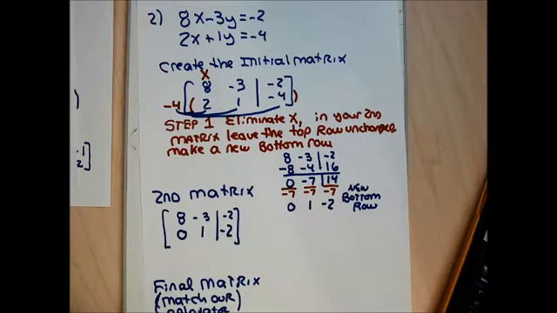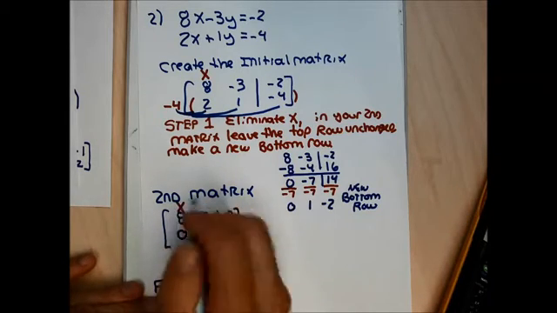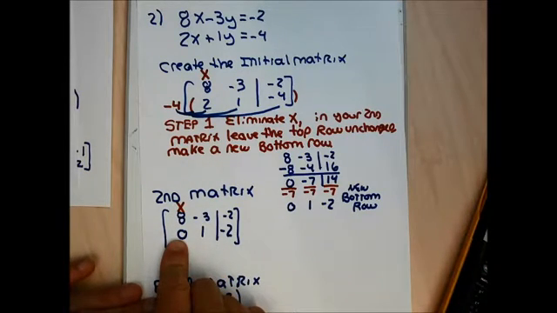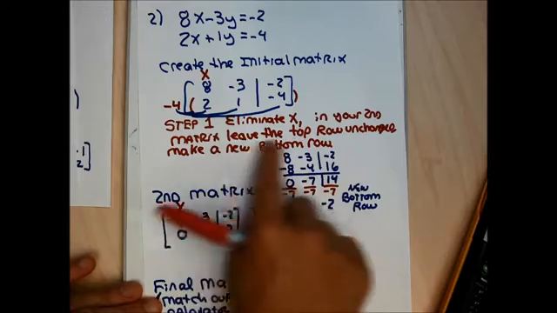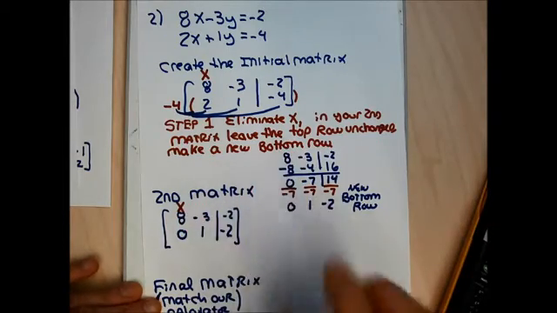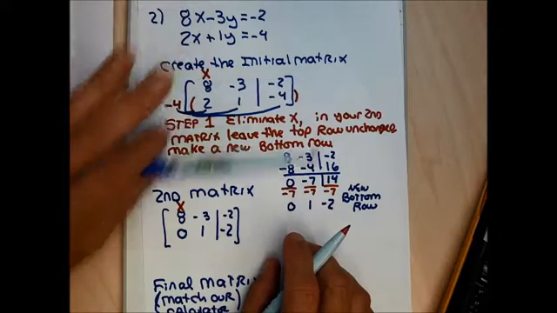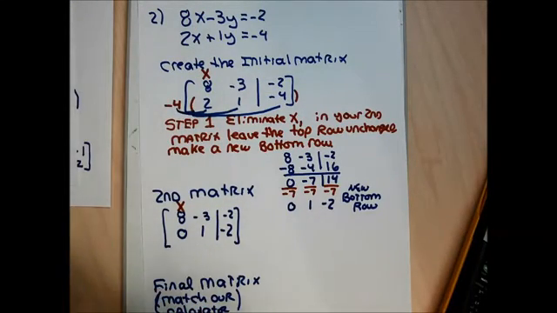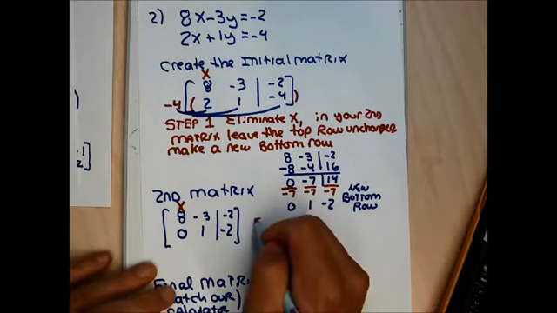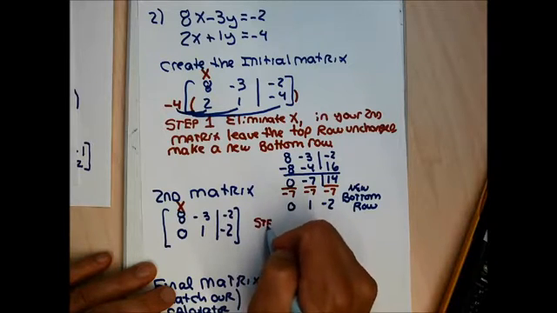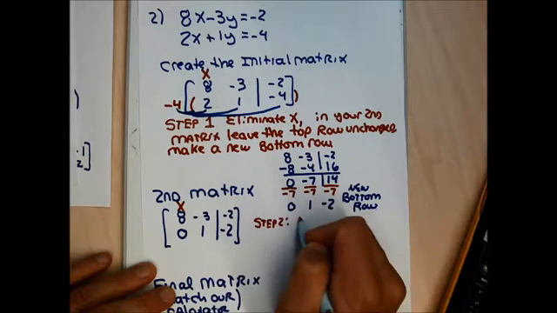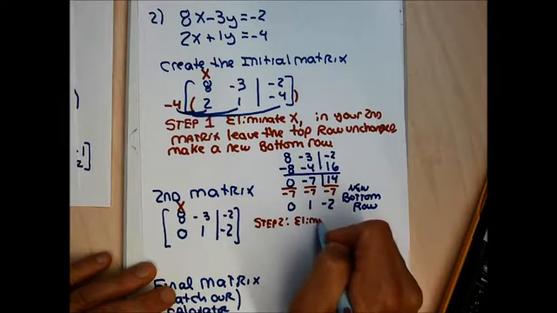Done with the first step. I eliminated the x's in my second row. The x column was right here. I eliminated and got a 0 where the x was. I left the top row unchanged and made a new bottom row. I'm never going to look at this initial matrix again. When I go to do step 2, I'm only going to be using the second matrix. So for step 2, I'm going to eliminate the y using the second matrix.